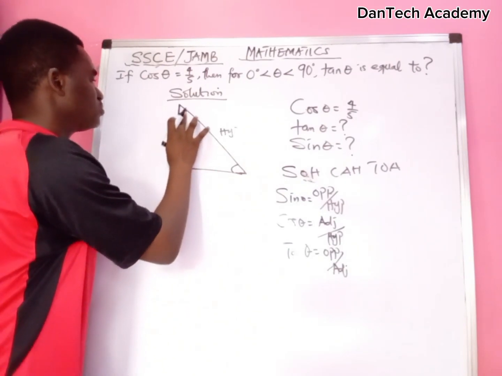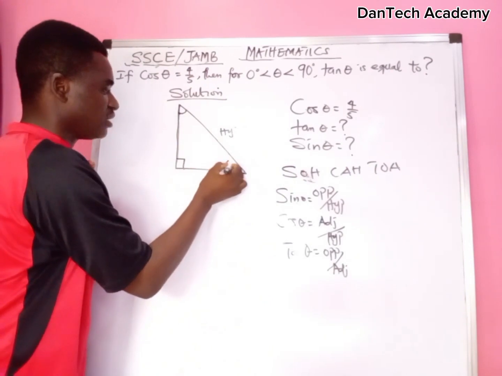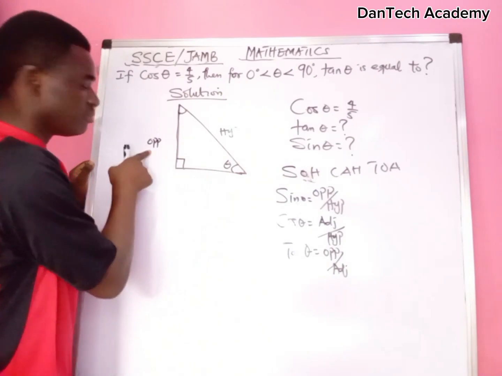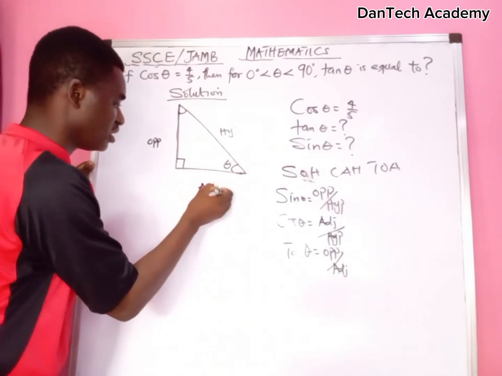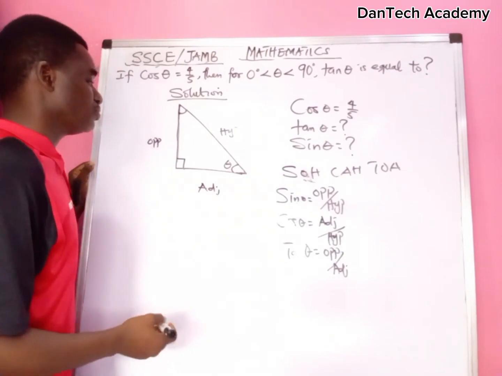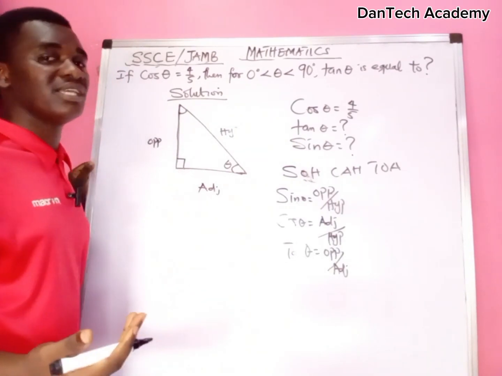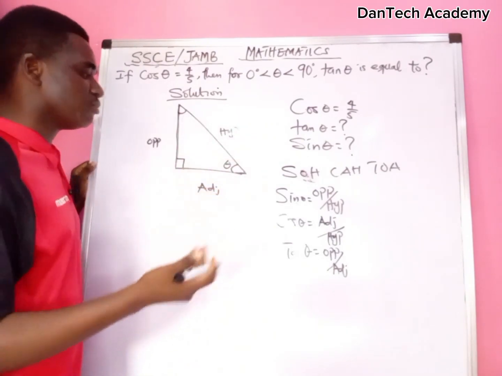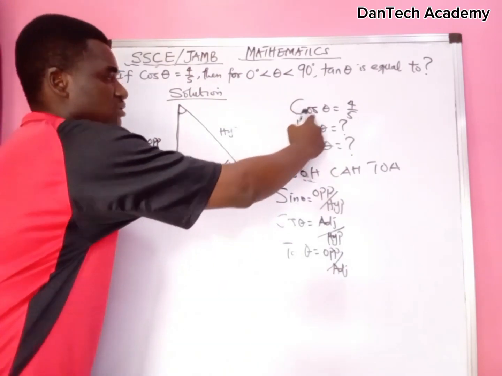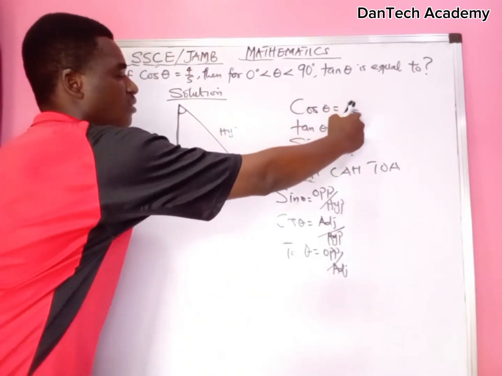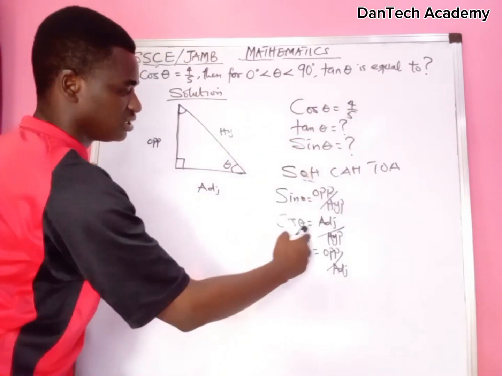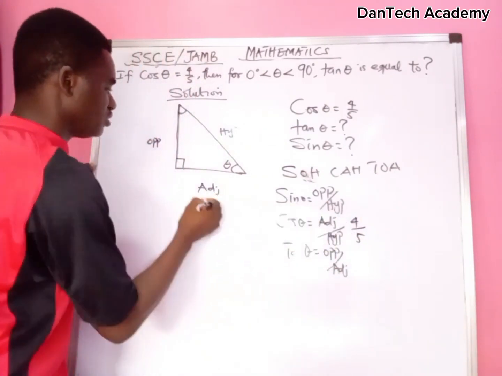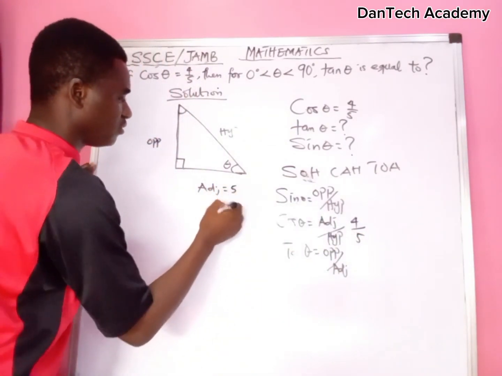But I choose to make it this way. So here is our opposite side, and if here becomes opposite, automatically here becomes adjacent, right? Of course. So at this point, you can see that all the sides have been labeled. The next thing I want to do here is to see my cos theta, right? 4 over 5. Now, cos theta, which is what? Adjacent is 4, hypotenuse is 5. So I'm going to put adjacent equal to 4.